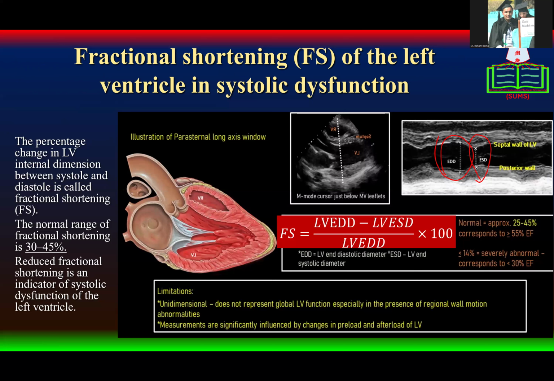So this fractional shortening should be 30 to 45% in a normal individual. But in the case of systolic dysfunction, this fractional shortening will be smaller than 30.